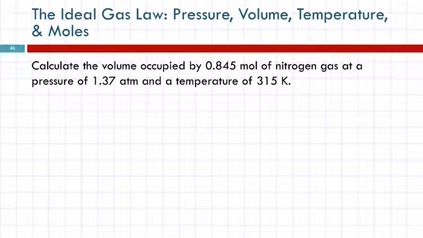Okay, so here we have an ideal gas law problem. Calculate the volume occupied by 0.845 moles of nitrogen gas at a pressure of 1.37 atmospheres and a temperature of 315 Kelvin. What's different about this problem is that there's no mention of things changing. There's no mention of heating, cooling, submerging, expanding, compressing, nothing like that. So if you read the problem and recognize that nothing's changing, you can go straight to the ideal gas law.